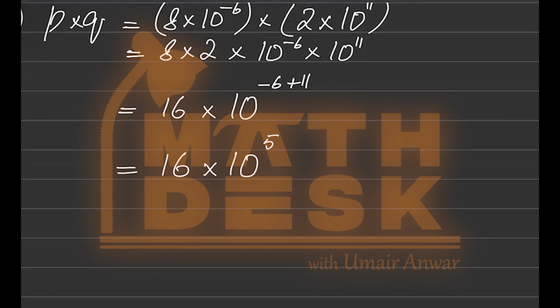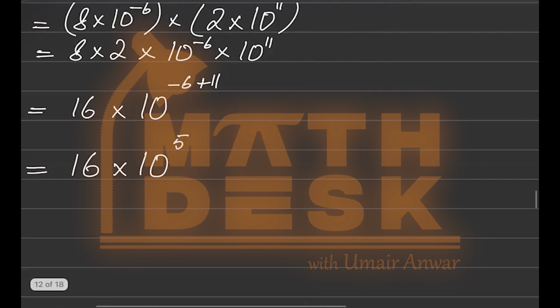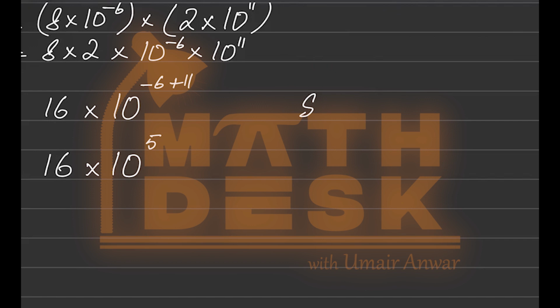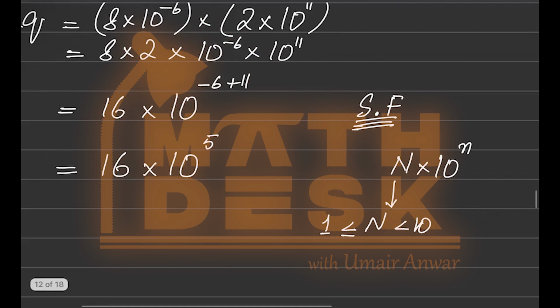But this answer is not in the standard form. Okay, so what is a standard form? Standard form is a form where we write some number in this form, and there are some conditions which are relevant to this capital N. This capital N should be greater than or equal to 1, but should remain less than 10. And if we look over here, it is 16, which is not less than 10.